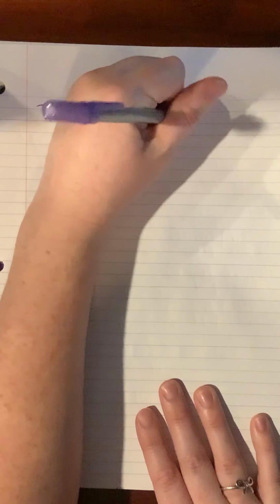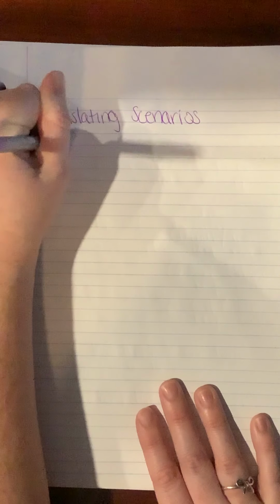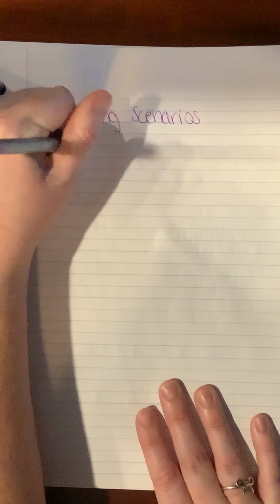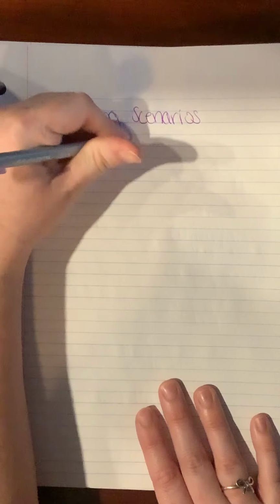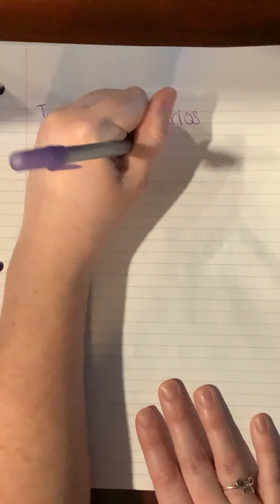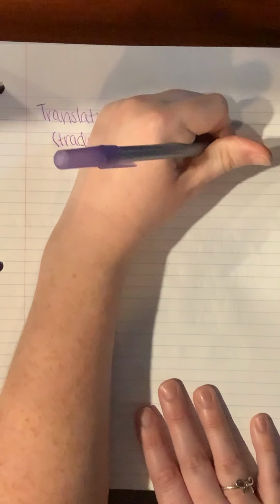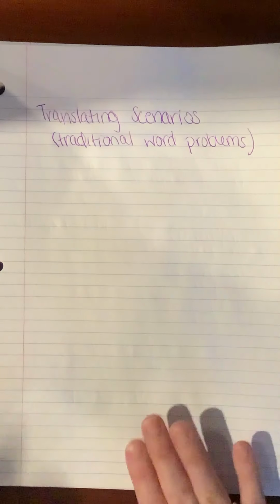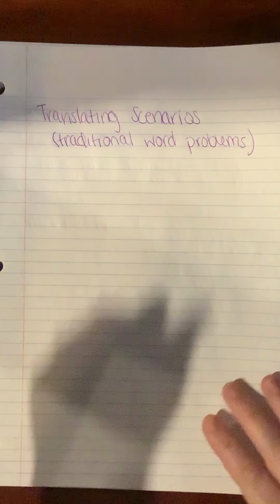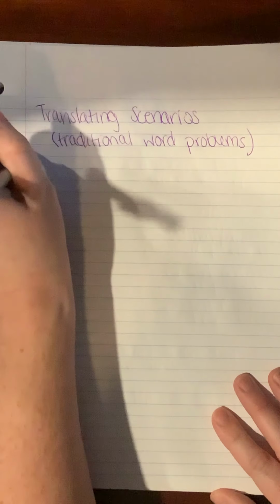I'm going to call them scenarios. You might think of these as more traditional two-step equation word problems. And these word problems are very similar to what you guys saw in 7th grade. So let's take a look at the first one. And I know this is going to be a lot of writing, but that's okay. You guys are sticking with me.